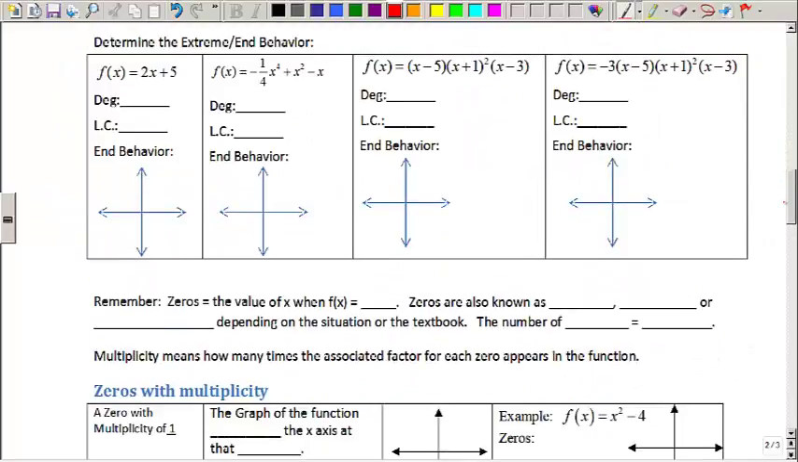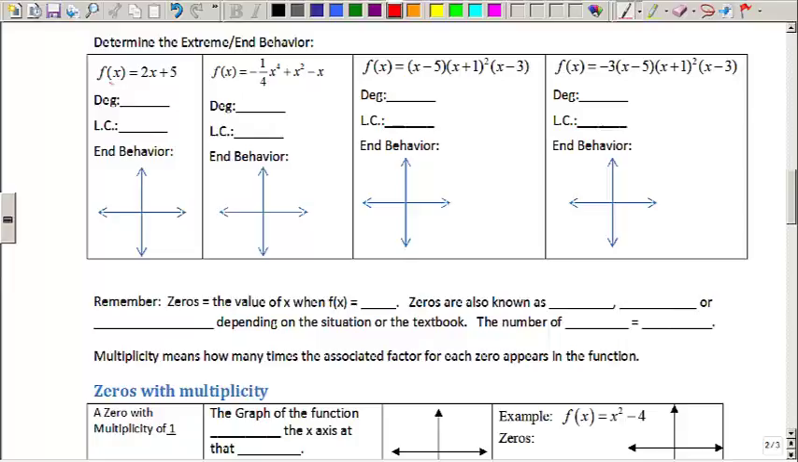So let's practice a little bit of end behavior. I'm giving you a few examples here, and I just want you to find the degree, the leading coefficient, and then tell me what the end behavior is. I'm not asking you yet to figure out what's going on the inside of the graph or the middle of the graph. I just want you to know what's going on at the ends or extremities of the graph.